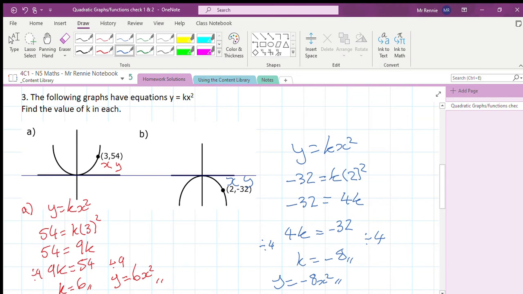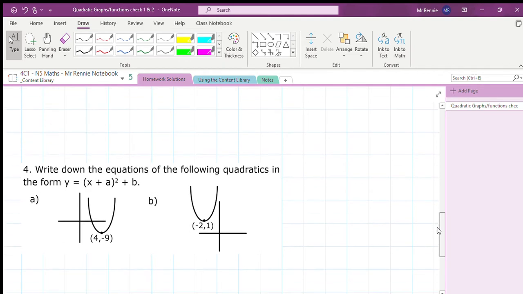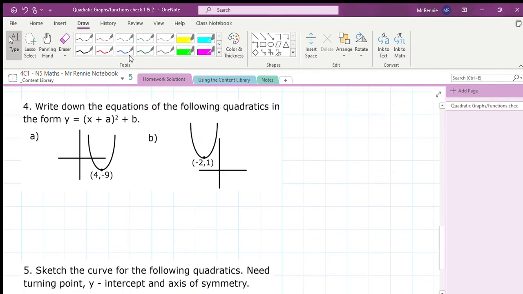I'm now going to go over and have a look at question 4. Write down the equations of the following quadratics in the form y equals (x plus a) all squared plus b. This basically helps us with our answer. We need to know what the turning point is in order to do this. If we know the turning point, we can get our answer. So I first of all know that it's going to be of the form (x plus a) all squared plus b.